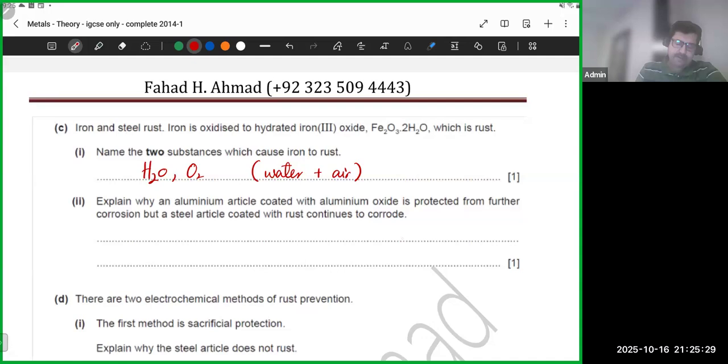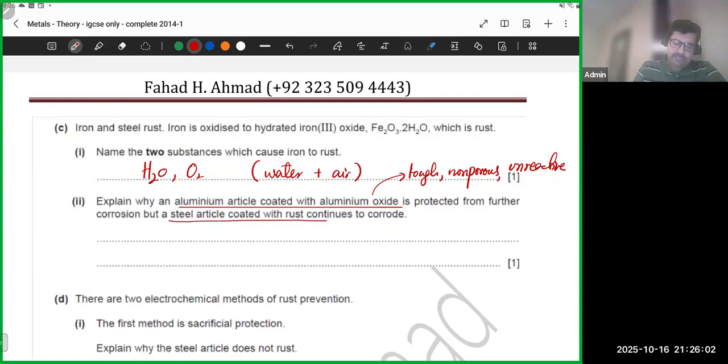Explain why an aluminum article coated with aluminum oxide is protected from further corrosion, but a steel article coated with rust continues to corrode. The coating of aluminum oxide on aluminum is tough, unreactive, and non-porous. Nothing can go through it.